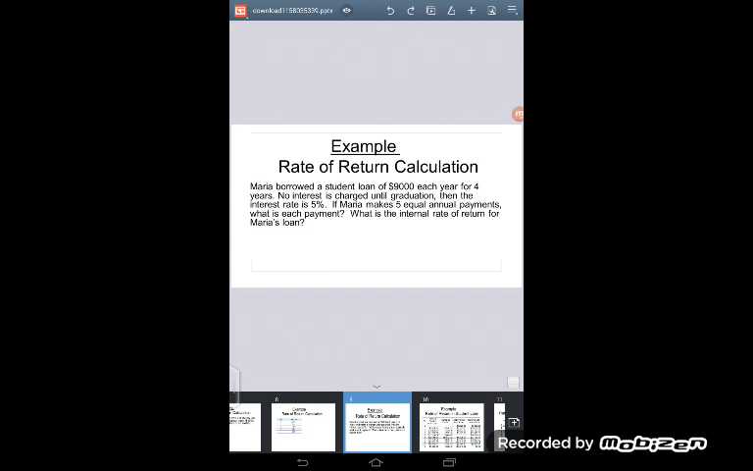Maria borrowed a student loan of 9,000 each year for 4 years. No interest is charged until graduation. Then the interest rate is 5%. If Maria makes 5 equal annual payments, what is each payment? What is the internal rate of return for Maria?